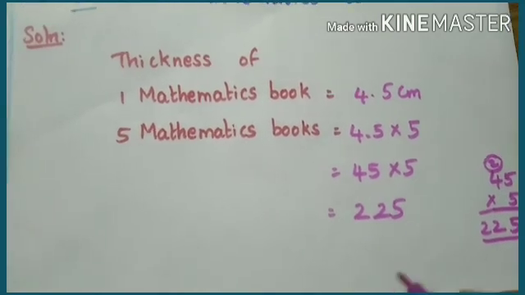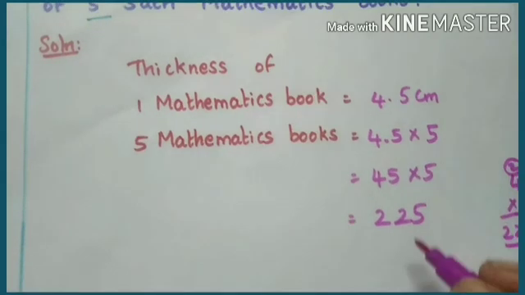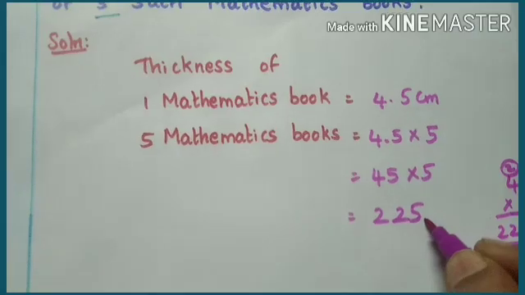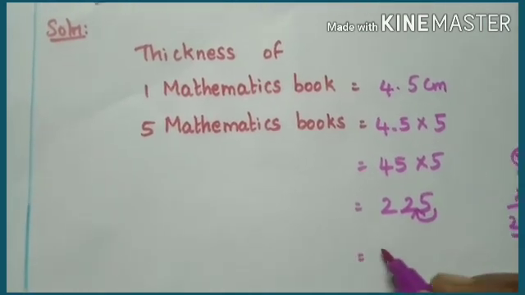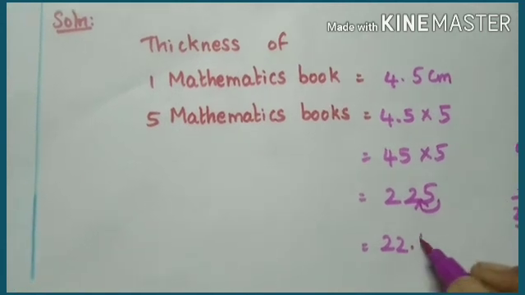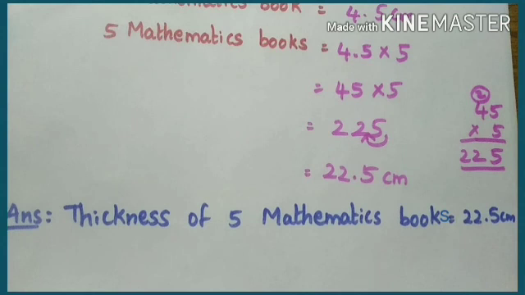Look at the first number, it has one decimal place after the decimal point. The second number has 0 decimal places. So totally we have 1 decimal place. So the decimal point moves from the right to 1 decimal place, that is 22.5 centimeter. Now we get the answer as thickness of 5 mathematics books is equal to 22.5 centimeter.